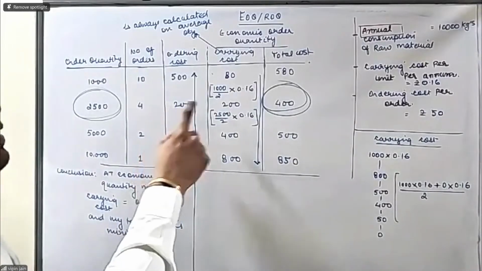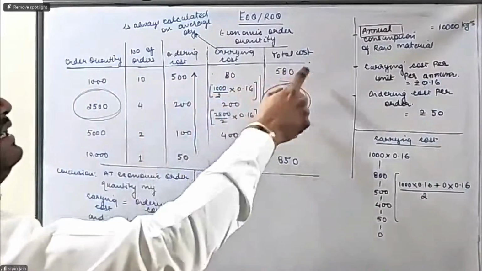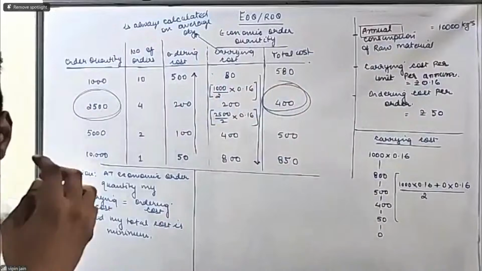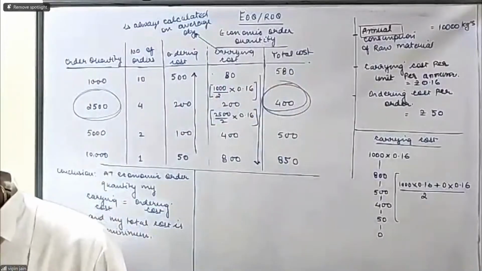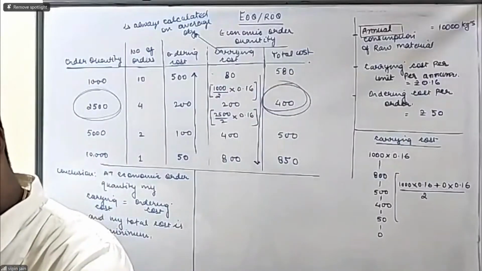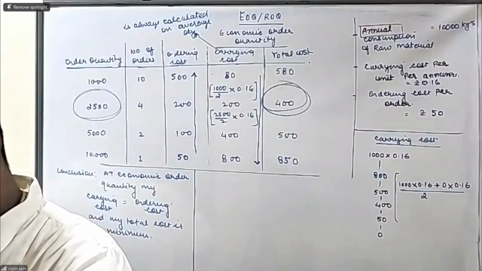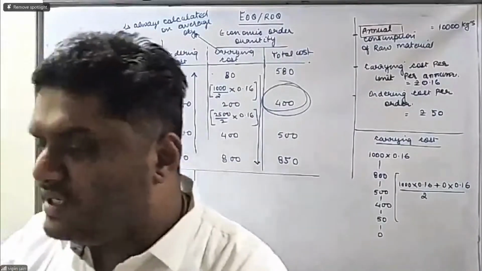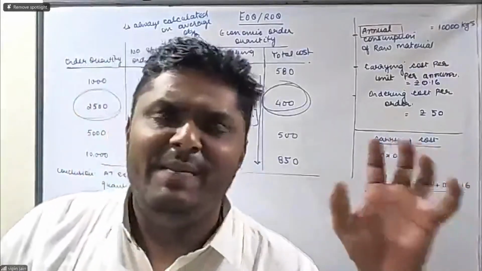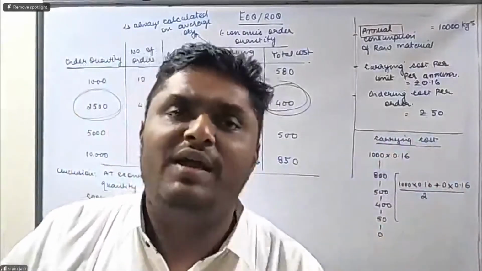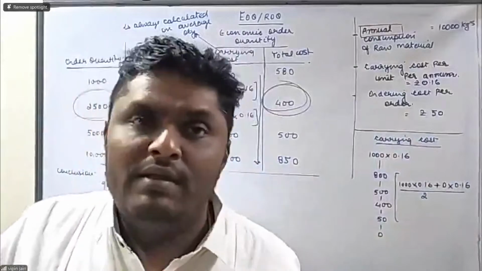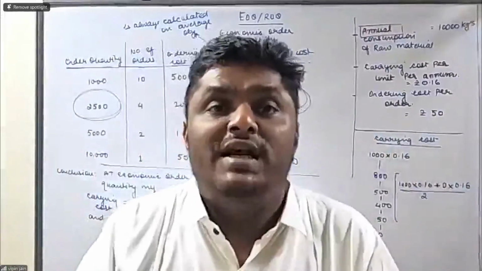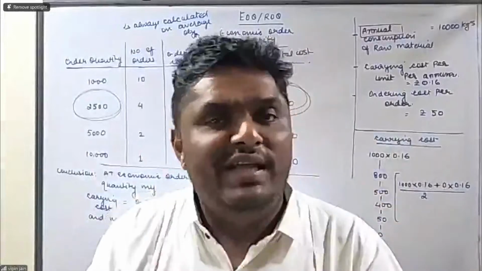Total cost is ordering cost plus carrying cost: 500 plus 80, 200 plus 200, 100 plus 400, and 50 plus 80. I have just assumed this random quantity by a trial and error approach; if it fits, it fits, and if not, it doesn't. The purpose of taking this random quantity is to teach you the logic behind where ordering cost and carrying cost are minimum.